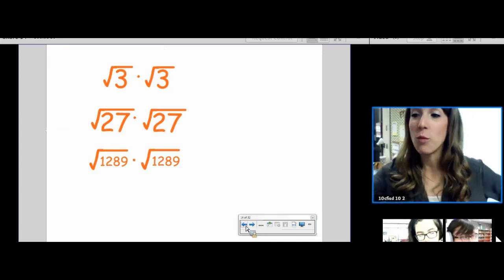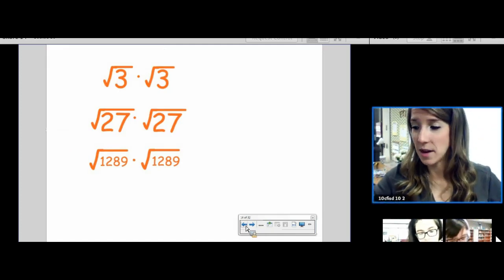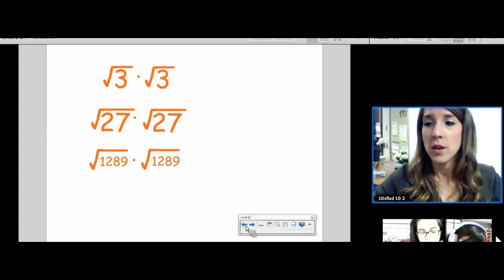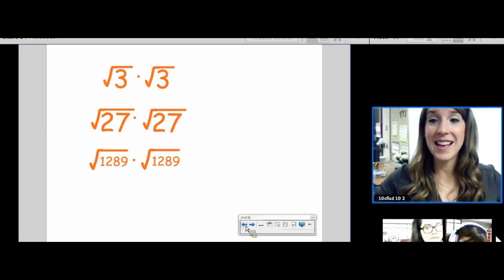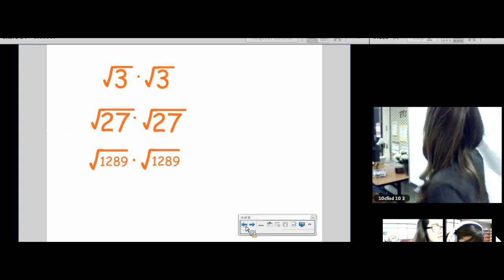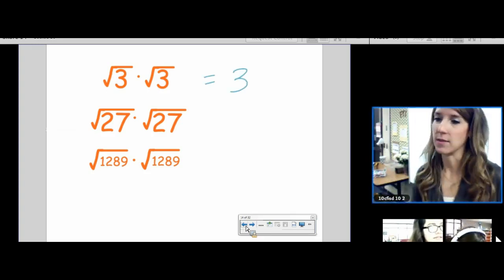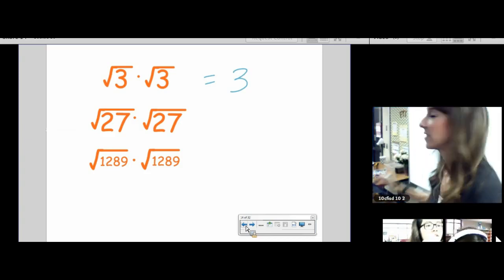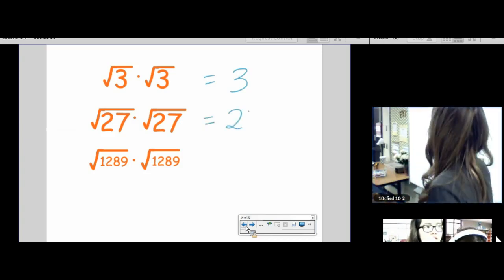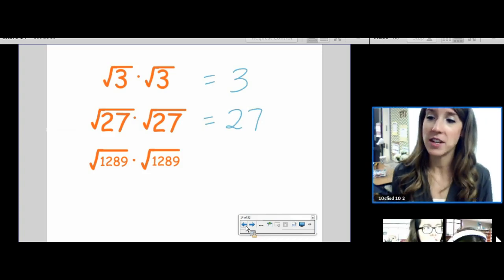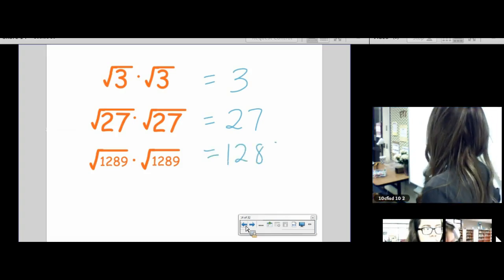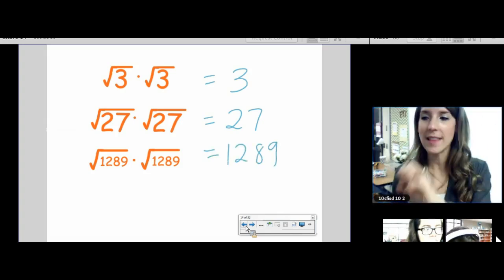We need to have this one skill to be able to rationalize the denominator, which is something you'll use in future maths a lot. So, square root 3 times square root 3 is 3. Square root 27 times square root 27 is 27. Square root 1,289 times square root 1,289 is 1,289. It's important that we can write that right away.